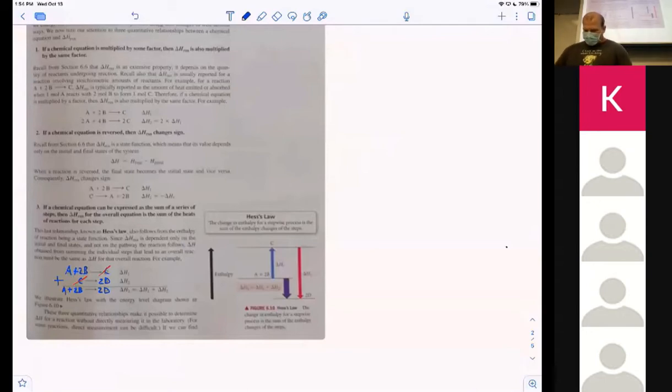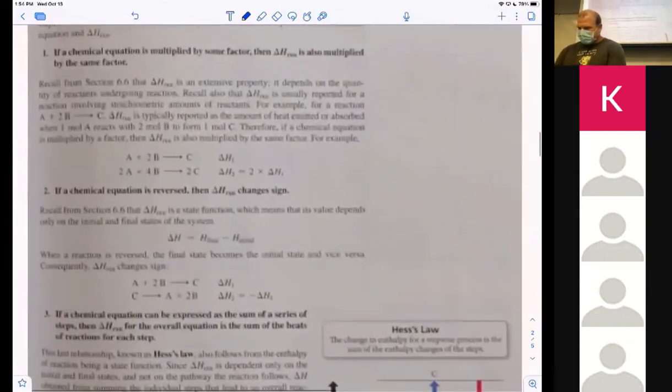Nope, nope. Okay, let me re-explain Hess's law because students have a really hard time with this typically. And it's one of those things, and I guess I'm the weird one. I like Hess's law because it's a puzzle. I just like puzzles, you know? And the students tend to not like this as much.